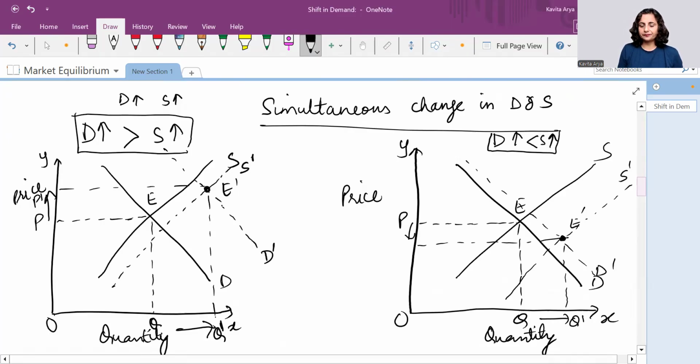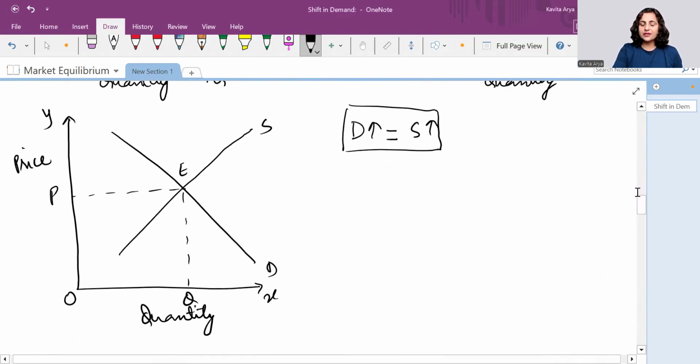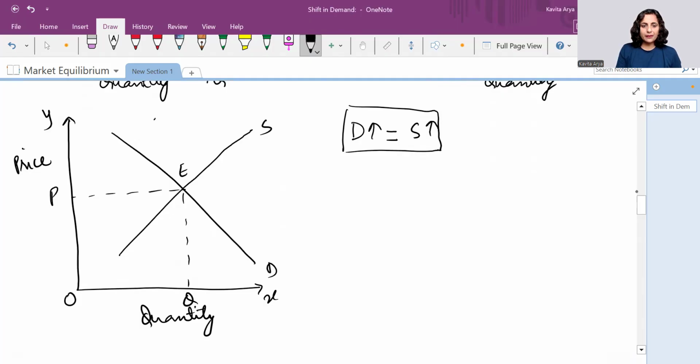Right. And now the last case for this discussion is when demand and supply both are increasing to the same quantum. So demand is shown this way, a rightward shift, and supply also is increasing to the same extent. So what is going to be the result? Let us check. You have to be very particular that there is no change in price. The price remains the same. E dash lies on the same previous price, but yes, the quantity is increased.